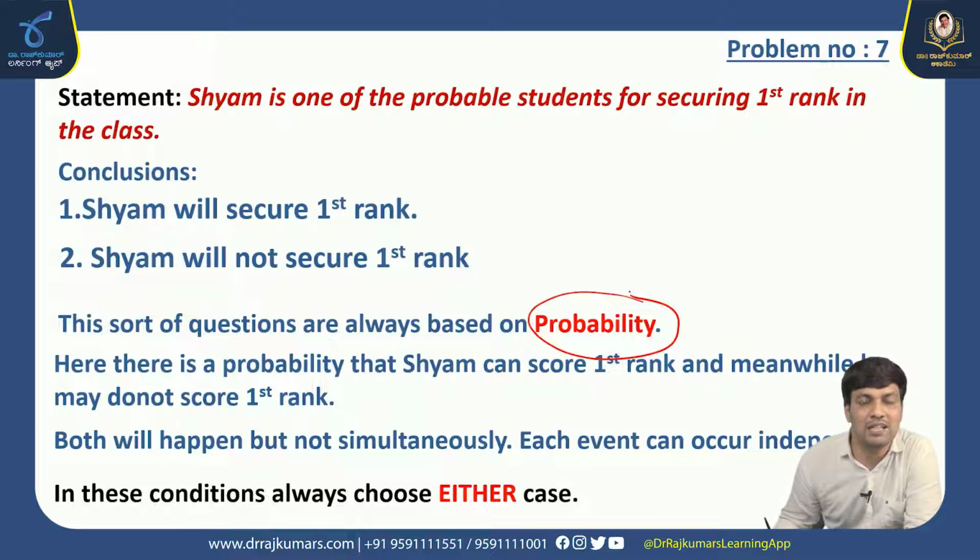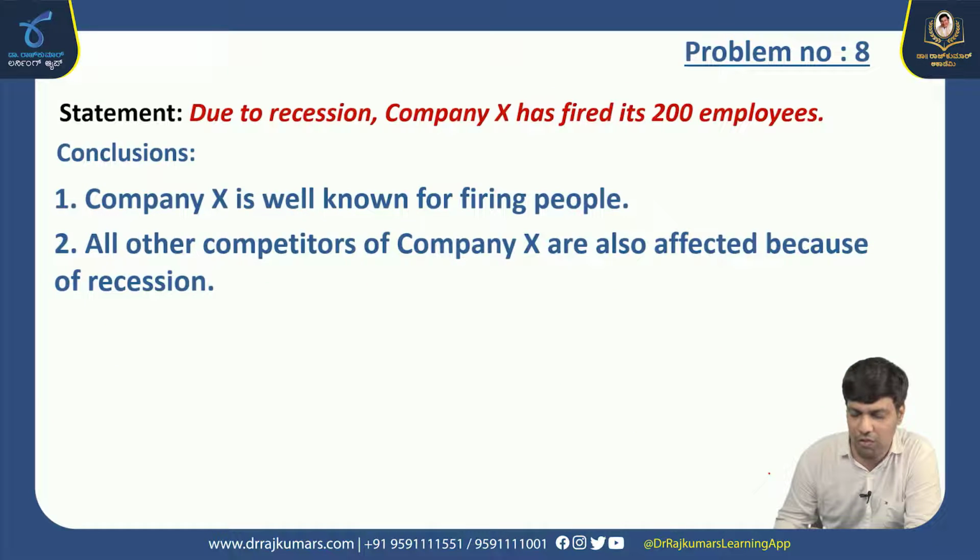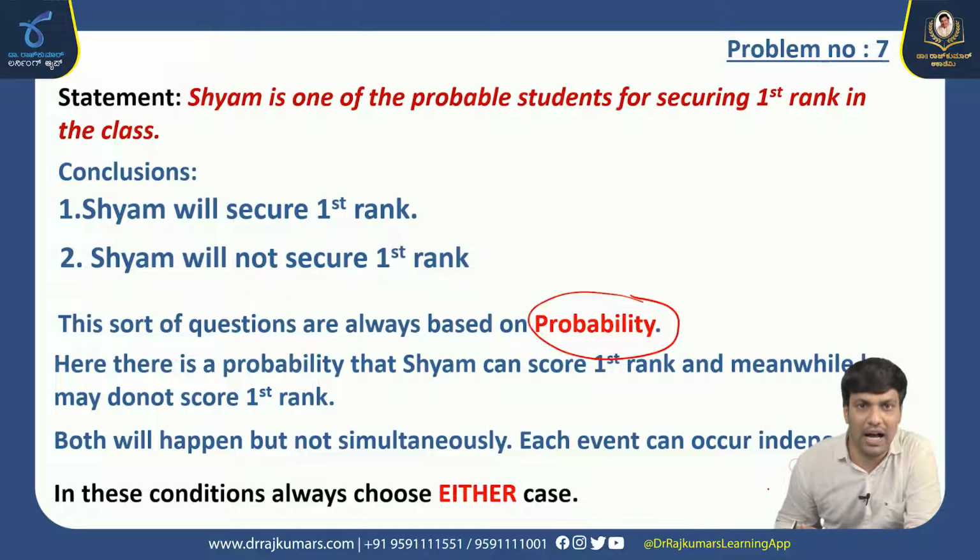In a probability case, 50% may happen and 50% may not happen. So in these sorts of cases, we need to always choose the condition as either case. Please remember, wherever you come across a condition of probability, you need to always choose either case. So the right option for this problem is option 3, either case. Here conclusion 1 and conclusion 2 either follows. Moving on to our next problem.